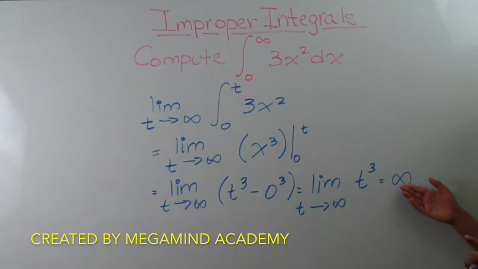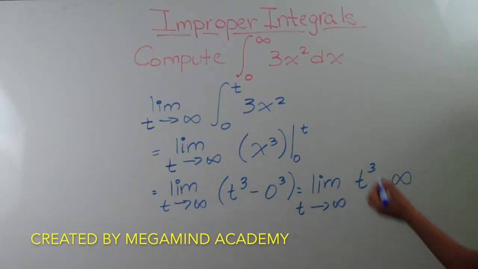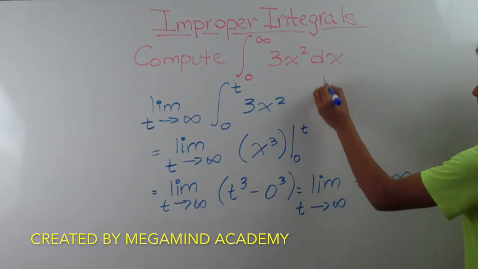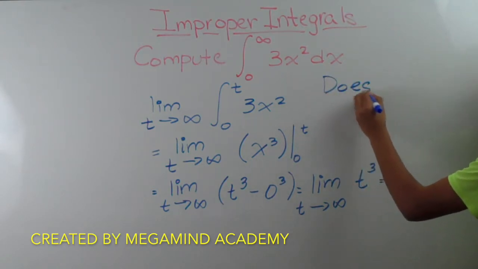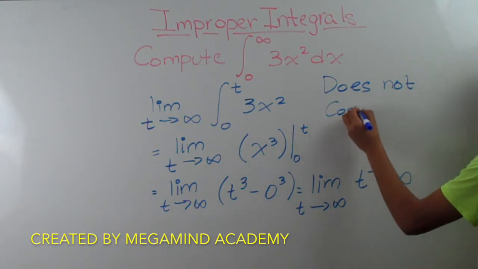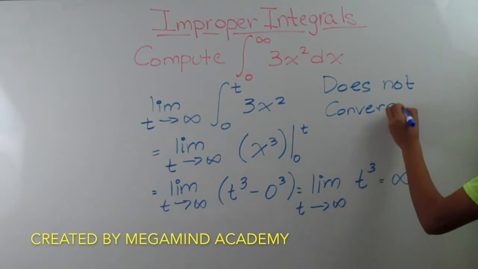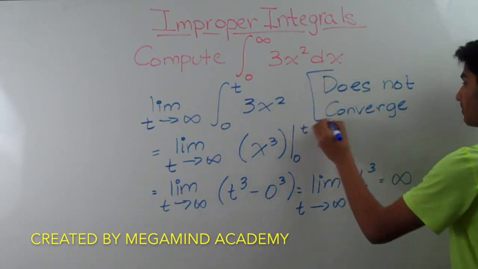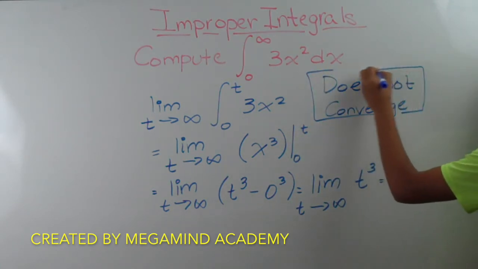However, that's not correct. Whenever there's a limit that's equal to infinity or negative infinity, or does not exist, then what that means is that the limit does not converge. So that means that the answer to this problem is: does not converge. It diverges.